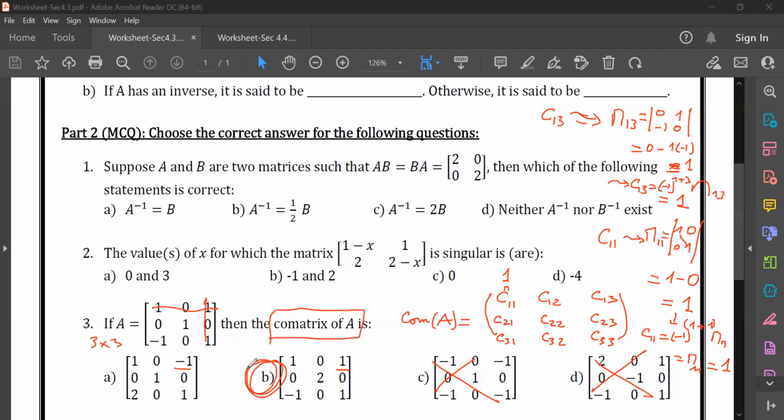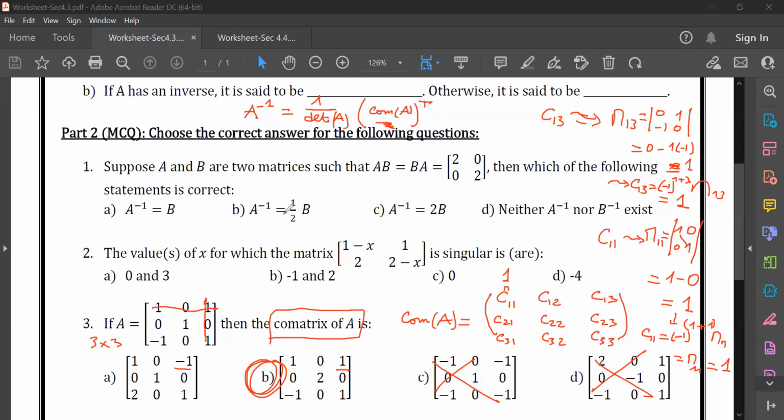And why do we calculate the co-matrix? Because for a matrix of high order, I have a formula that says the inverse is one over the determinant of A, and for this the determinant must be different from 0, times the co-matrix of A transposed. So we need the co-matrix to find the inverse of a matrix of order 3 or 4 or a higher order. Okay? This is what we call the co-matrix.